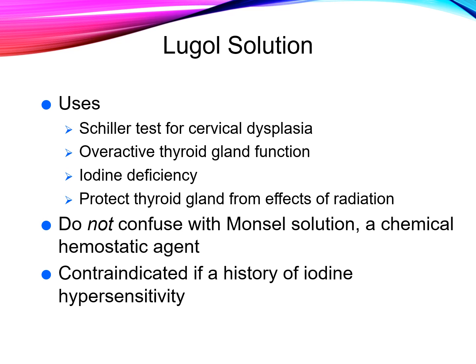It also can be used for overactive thyroid gland function and iodine deficiencies, and it can protect the thyroid gland from effects of radiation. You don't want to use this on anybody that has a history of iodine sensitivity, and also don't confuse this with Monsel solution. It's a chemical hemostatic agent, and it does have that same brownish color, but it's going to stop bleeding after you perform a biopsy. If the cervix keeps bleeding, you can apply Monsel solution, so that will stop bleeding, whereas this is just helping to see structures better.